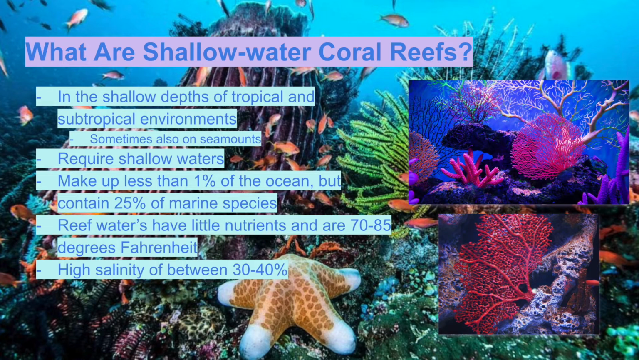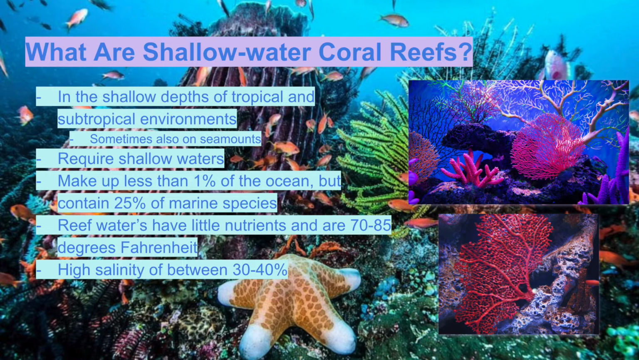These reefs occur in the shallow depths of tropical and subtropical environments, and they're sometimes also on seamounts because seamounts provide the shallow waters that they need. Shallow water coral reefs make up less than 1% of the ocean, but they contain 25% of the marine species.